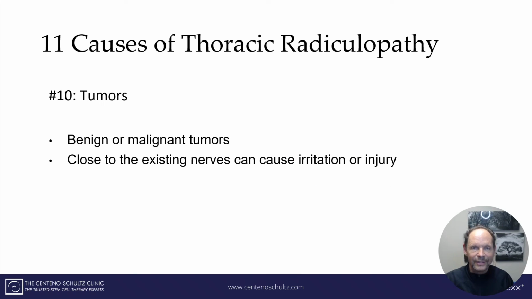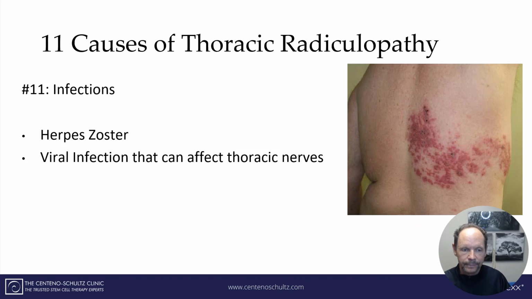The 10th cause of thoracic nerve pain are tumors. They can either be benign or malignant, and if they are in close proximity to the nerves, they can cause irritation, pain, and dysfunction. And finally, infections.